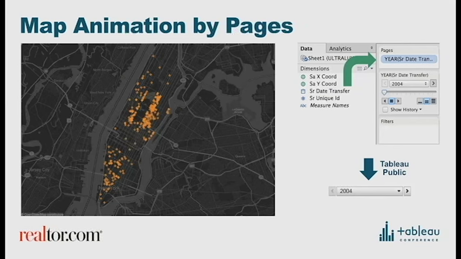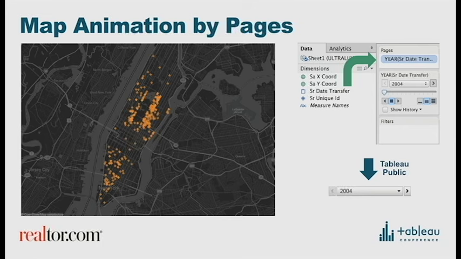Actually, there's a very quick way to do it, but it doesn't really fit in our use case, which is you can just drag your time-related data dimension to the pages shelf in your workbook. In this case, we are dragging year, and then you will see the switch and play button automatically show up, and you can just switch back and forth between years, or you can just play it as an animation.